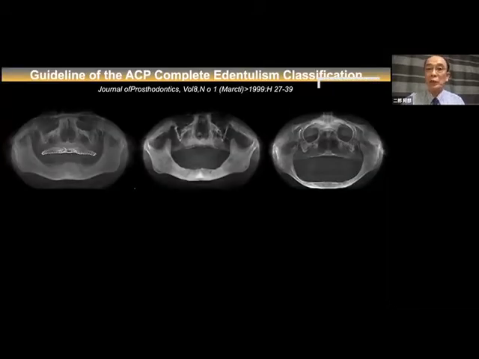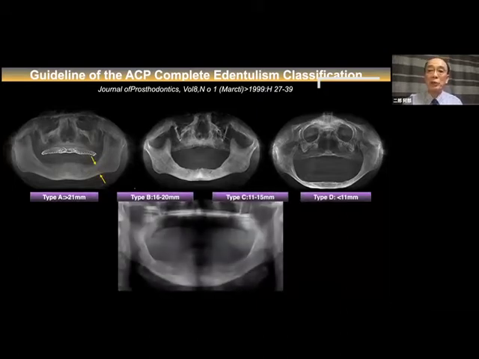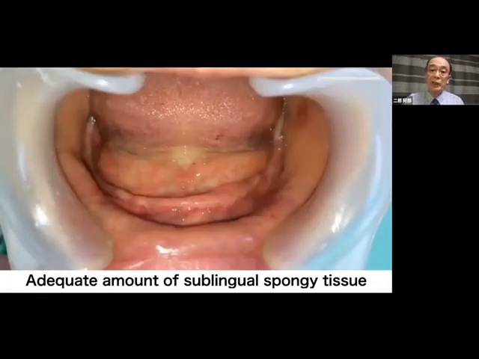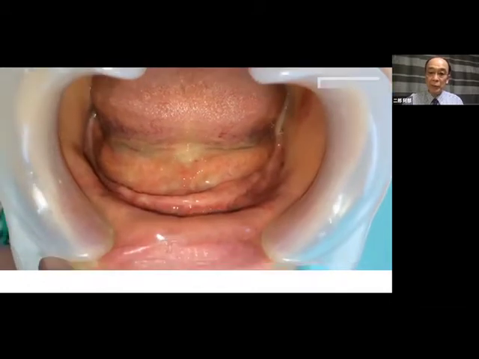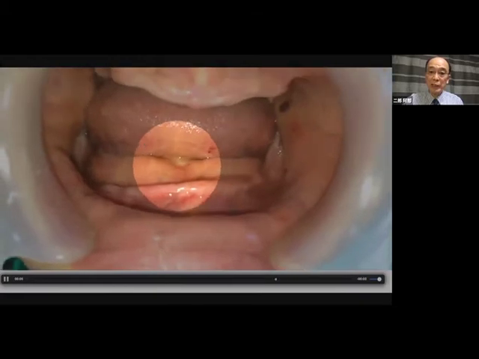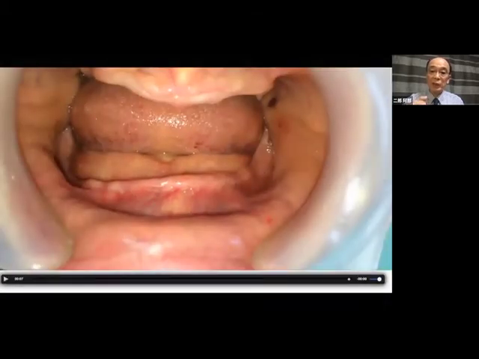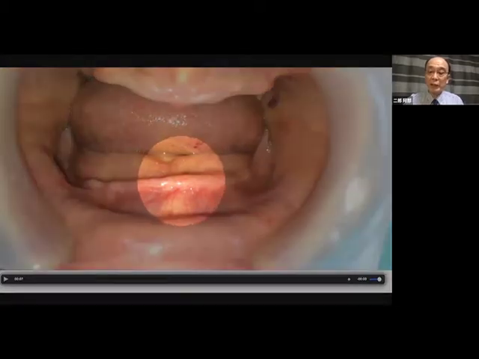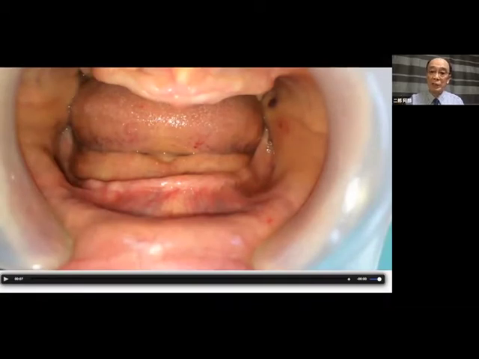Let's move on to the intraoral examination for the mandible. This is a guideline of the ACP complete denture classification, and her mandibular jaw belonged to type B, with 16 millimeters of alveolar ridge height. This is a reference with sufficient sublingual spongy tissue. Please focus on the sublingual spongy tissue that is located behind the anterior ridge. When the patient closes her mouth, the sublingual spongy tissue swells up behind the anterior ridge. So it's diagnosed as easiest to achieve mandibular suction thanks to a sufficient amount of sublingual spongy tissue.